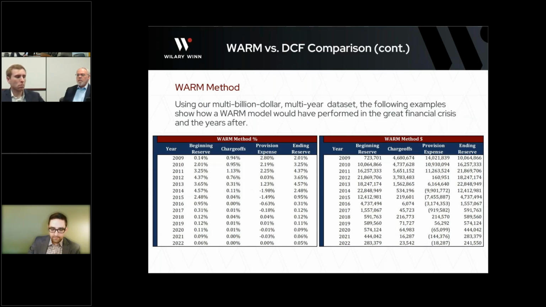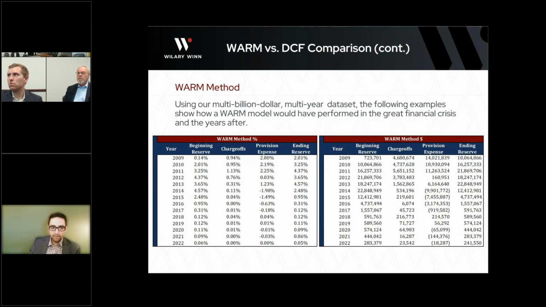So here's an example of how a WARM model would have played out during the Great Financial Crisis and the years that followed. We did this using real portfolio data from our multi-billion-dollar, multi-year data set. You can see that WARM is significantly understating the reserve needs in 2009, right when those defaults and economic stresses hit their peak. That happens because this WARM is leaning so heavily on historical loss rates, and those rates lag behind in fast-moving environments. So only a few years into recovery, WARM is doing the opposite. We're failing to release those reserves fast enough, so you have excess reserves sitting on the books, even as that credit performance improved pretty significantly.